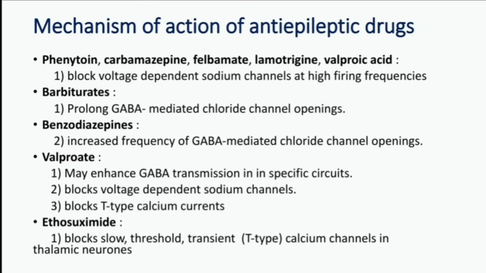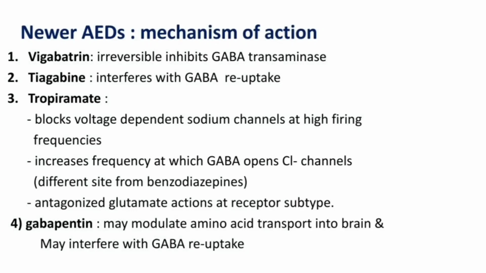Fourth is valproate, which enhances gamma-aminobutyric acid transmission in specific circuits, then blocks voltage-dependent sodium channels, and after that blocks T-type calcium currents. Fifth is ethosuximide, which blocks slow threshold transient T-type calcium channels in the thalamic neurons. Mechanism of action of the newer anti-epileptic drugs.